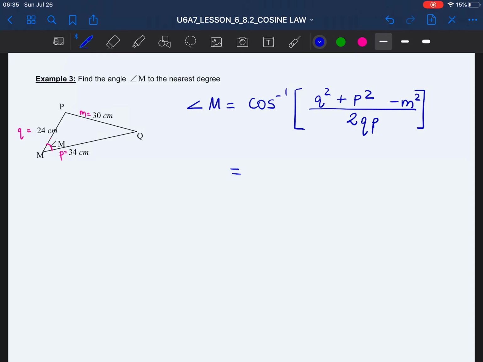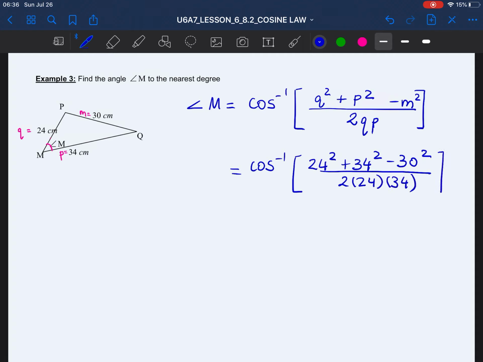Now it's time for us to substitute. We have all three side lengths. It's a cosine law case, so cos negative 1. And there we go. Q is 24, so 24 squared. P is 34, so 34 squared. M is 30, so take away 30 squared, divided by 2 times 24 times 34. And obviously close the brackets.